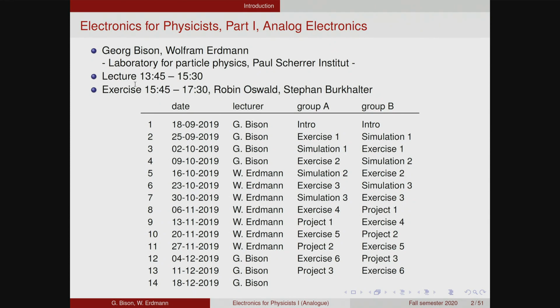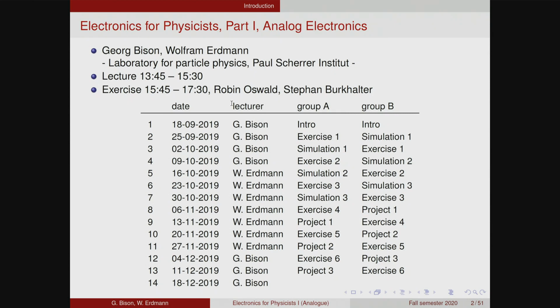We will take a break in the middle, and then we have the exercises also in this room, starting at 3:45. The exercises will be held by Robin Oswald and Stefan Burkhalter, our 2 very experienced assistants. And I and Wolfram are typically also available during the exercises. So if you have any questions during the lecture, please don't hesitate to ask. And if you think about a question later, you can also ask during the exercises.